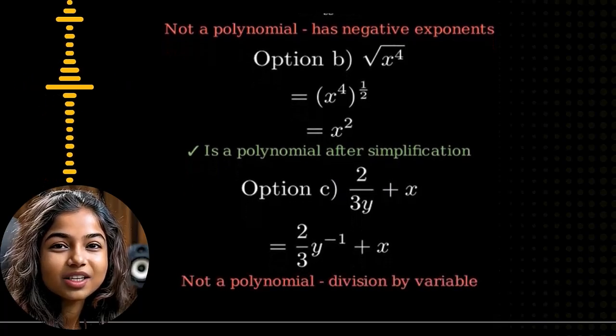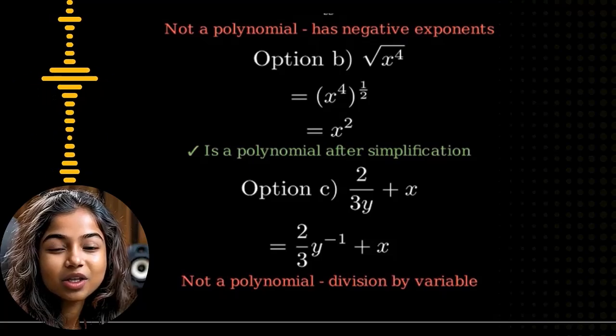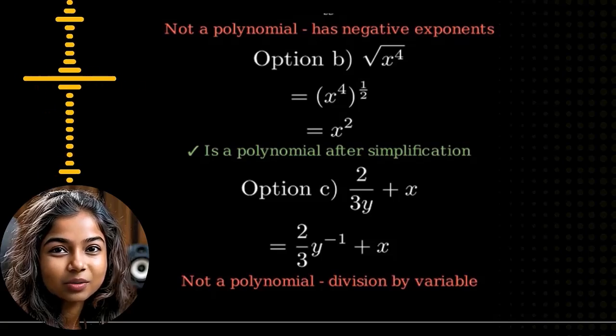Finally, let's look at option D, x y cubed. This is a polynomial because it only uses multiplication and whole number exponents. When we expand it out, we get x cubed times y cubed, which is still a polynomial.